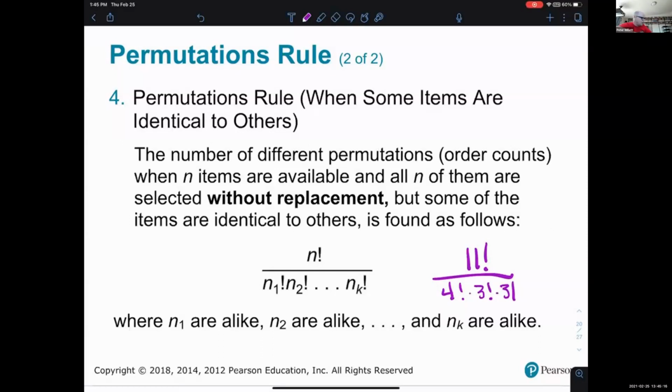And so if I do this calculation, then that'll tell me how many different arrangements of the 11 players on a team can be made, and how many different soccer teams can be formed with the same, I'm sorry, with the same 11 players. Does that make sense?